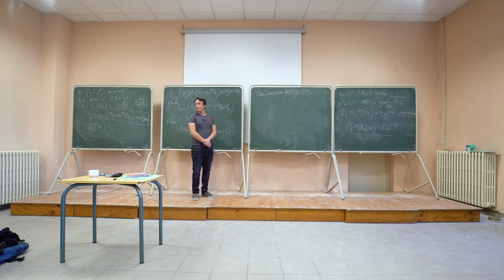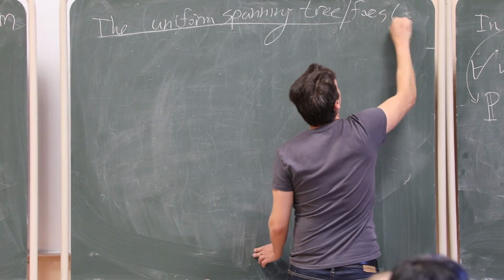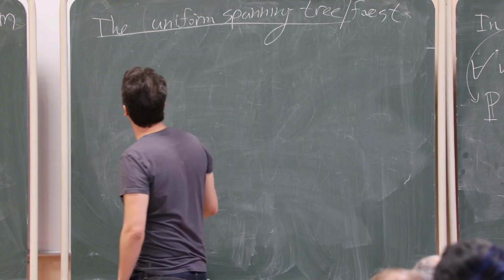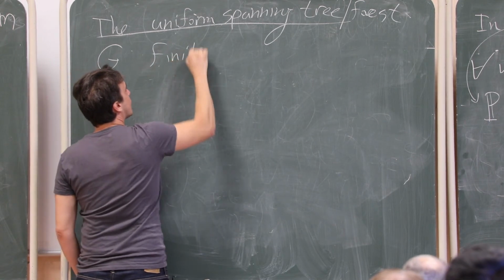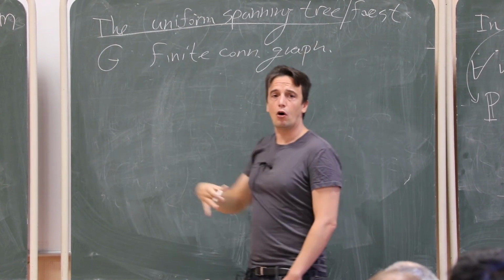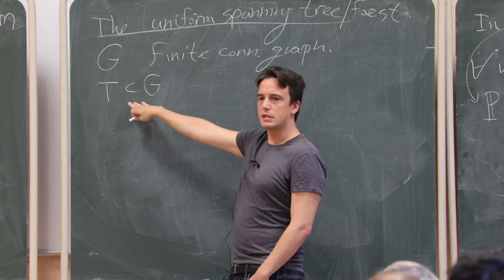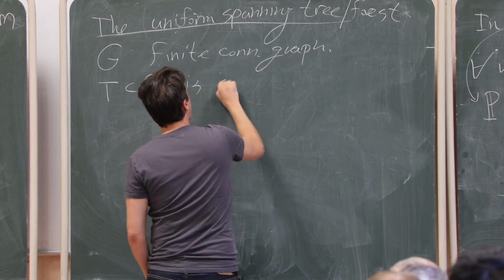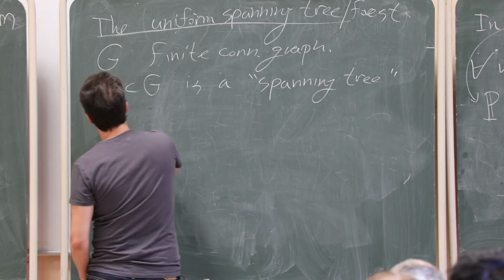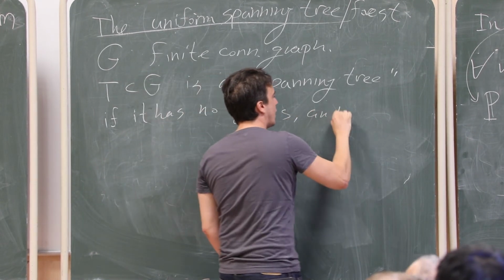So what is this model? It's just as its name says, but perhaps to confuse you a little bit, I'll add here tree/forest. It's a very simple, intuitive model that everyone likes. It's very popular in discrete probability. You start with G, a finite connected graph, and you look at the set of all spanning trees of G. So T, a subset of G, is a subgraph. I consider T as a subset of edges of G. It is a spanning tree if it has no cycles and touches every vertex of G.